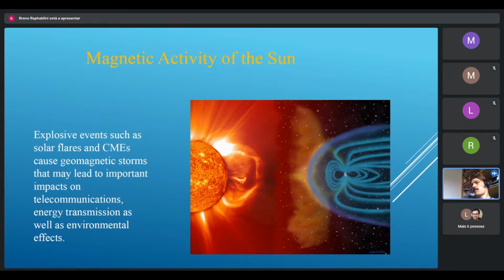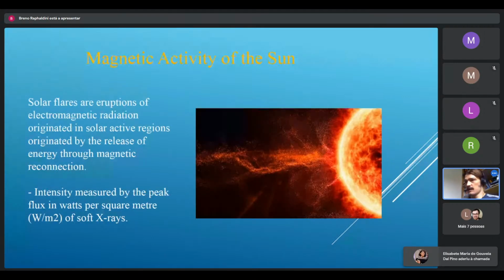These events are very important because they may cause several effects on Earth. They might cause problems in telecommunications, damage satellites, cause problems in energy transmission, and also several environmental problems. So it's of great interest to understand and predict these events. In particular, solar flares are eruptions of electromagnetic radiation in solar active regions that are originated by the release of energy through magnetic reconnection.